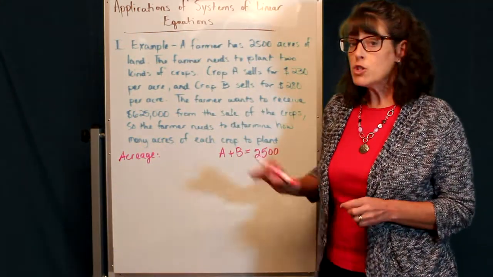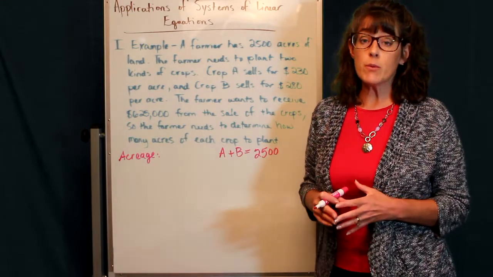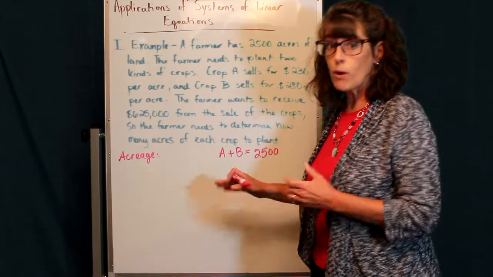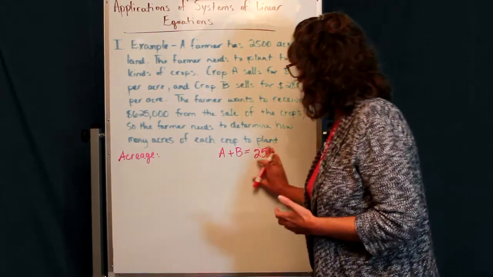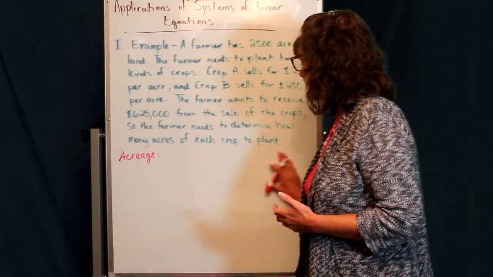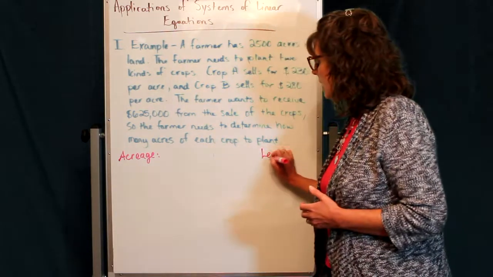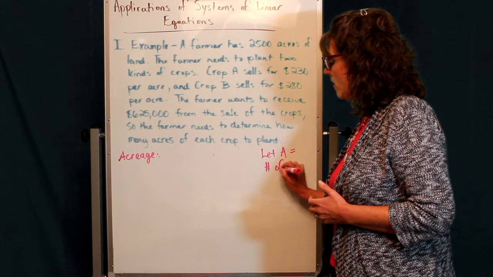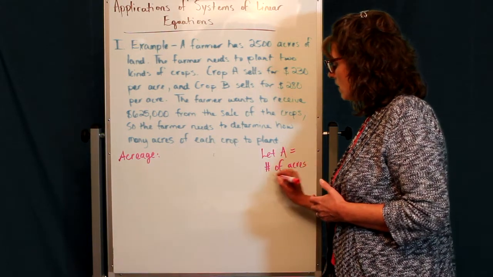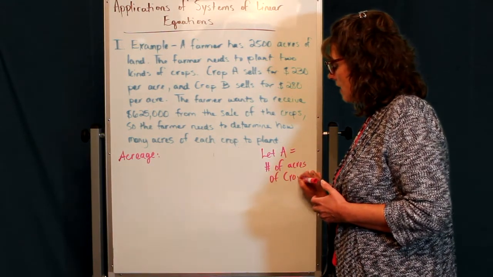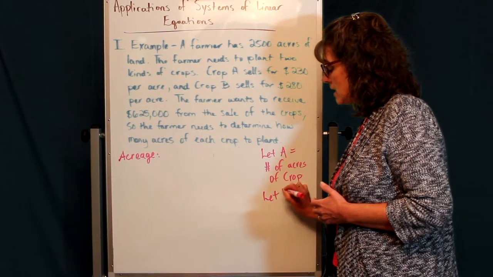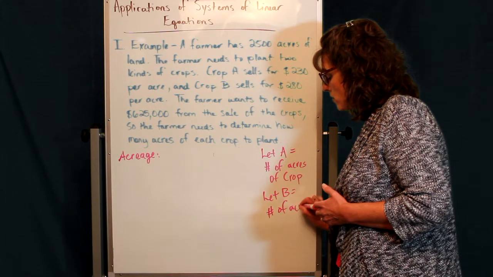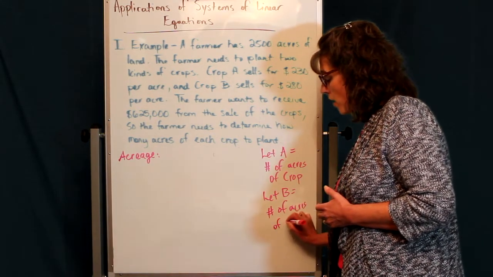Now, we've got two variables in here, so we need to define what those variables represent so that we don't confuse ourselves. Let's let A represent the acres of crop A. So let's slide this over here now. Let's clean this up a little bit. And I'm going to let A equal the number of acres of crop A. And I'm going to let B equal the number of acres of crop B.